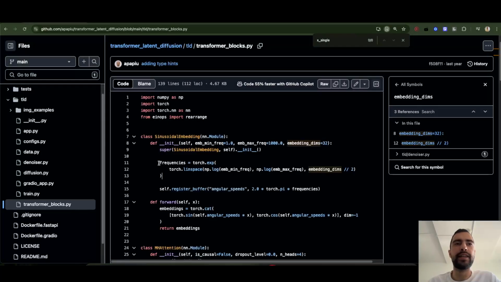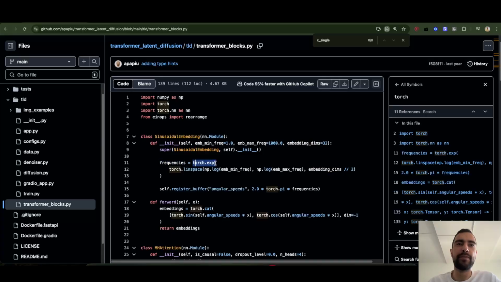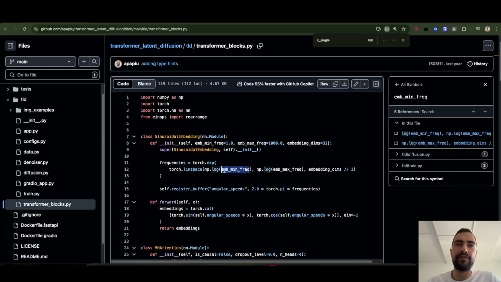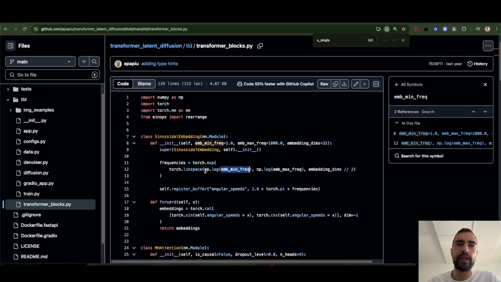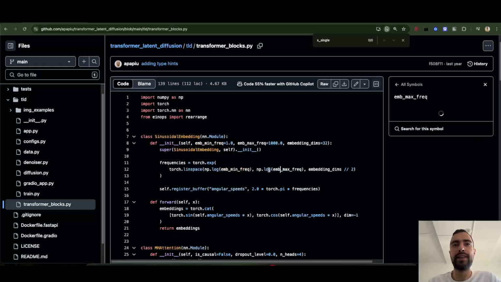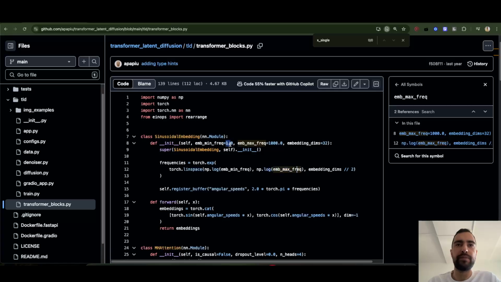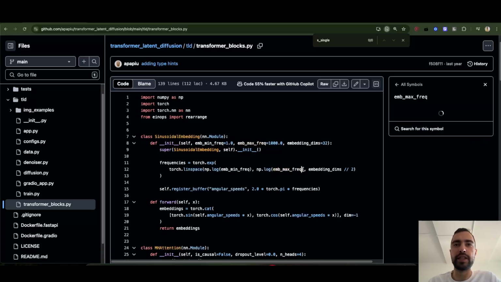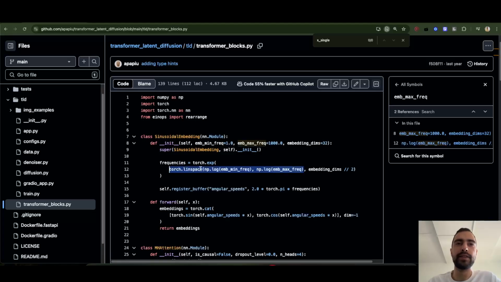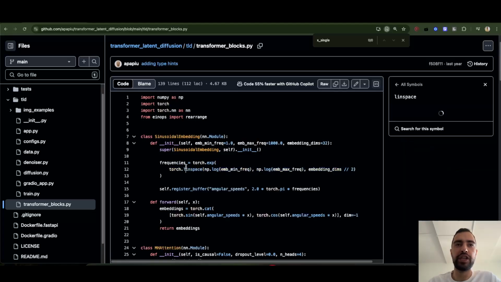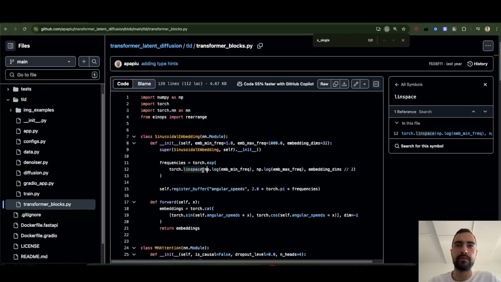So that's why here in frequencies, we are doing the same thing. First we have the minimum frequency. We take the log of the minimum until the log of the maximum, so the ending frequency, which is going to be 1 to 1000 by default. And then we put it through linspace to create exponents, and then we exponentiate with those exponents.